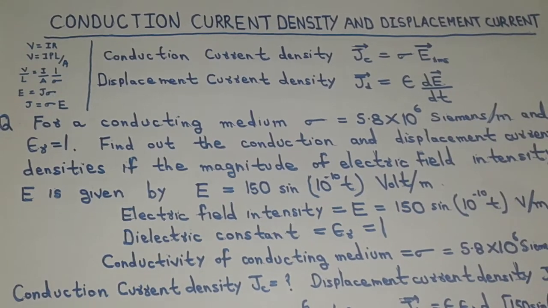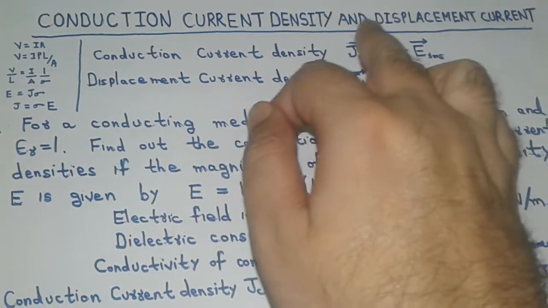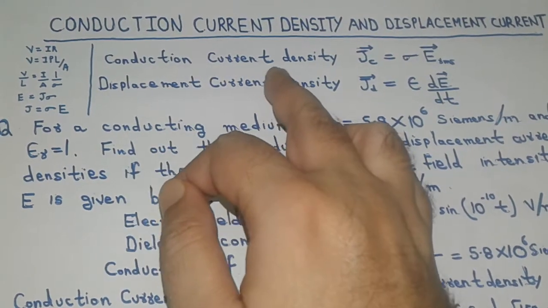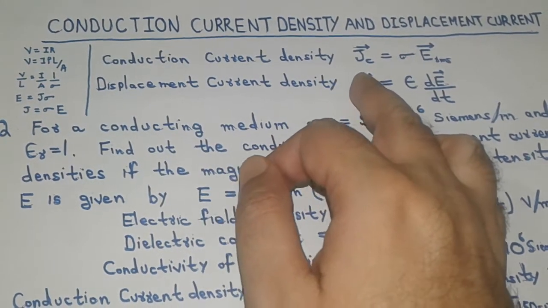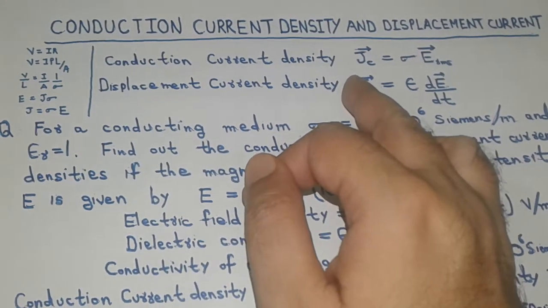Hello students, today we will learn conduction current density and displacement current. Conduction current density in a conductor is the magnitude of conduction current flowing through the conductor per unit cross-sectional area.